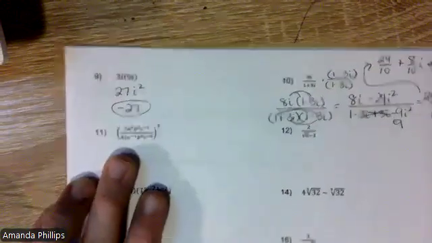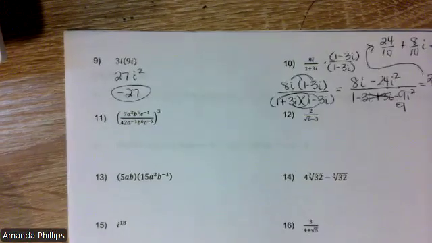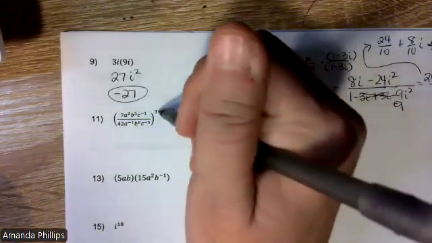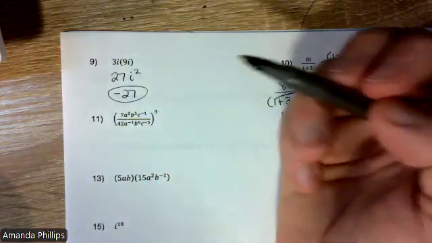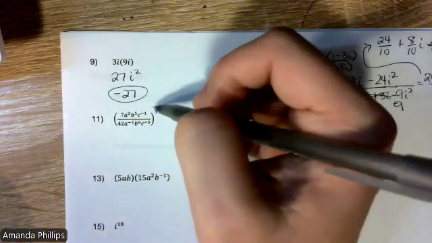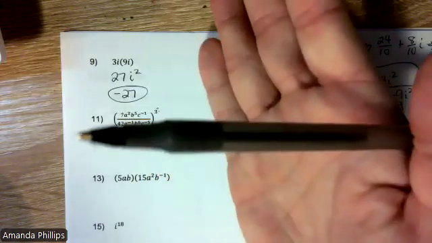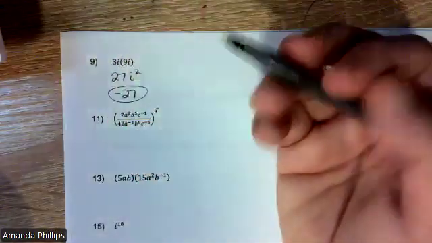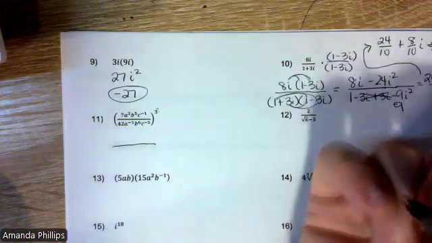Okay, look at number 11. Now, number 11, this is the one I'm talking about. There's a lot going on in here. So before I take everything to the third power, I'm going to simplify a lot of this stuff in here. Now, you can take 7 to the third, a squared to the third, b to the fifth to the third. You can do all that if you want. I'm going to simplify my fraction inside the parentheses first.